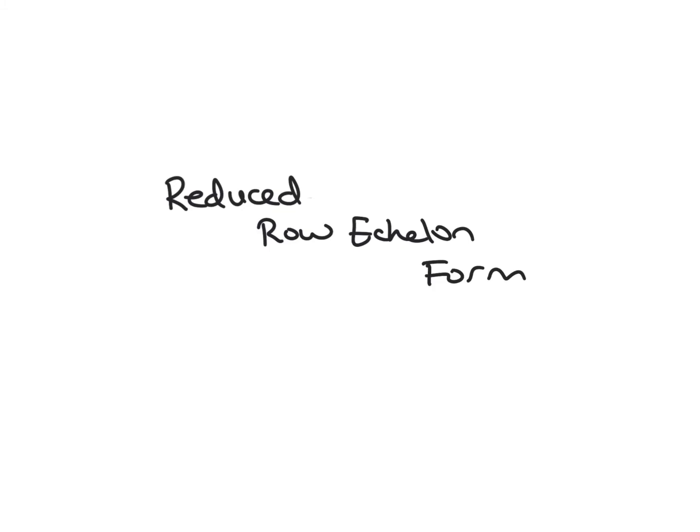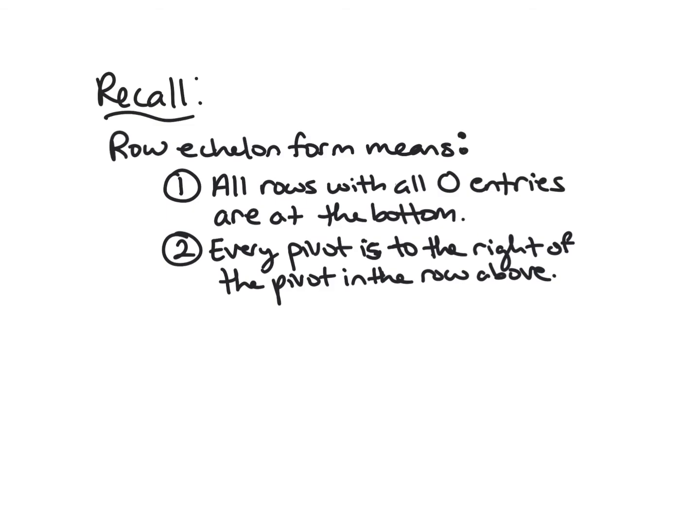Hello everyone. In this video we are going to talk about reduced row echelon form. So first let's recall what we mean by row echelon form before we add the reduced to it. Row echelon form for a matrix or for a linear system, since you can still think of them having rows, means all rows with only zero entries or zero coefficients are at the bottom, and every pivot or leading coefficient in a non-zero row is to the right of the pivot in the row above. And of course, the top row, that's not going to be the case, but for every row below that.